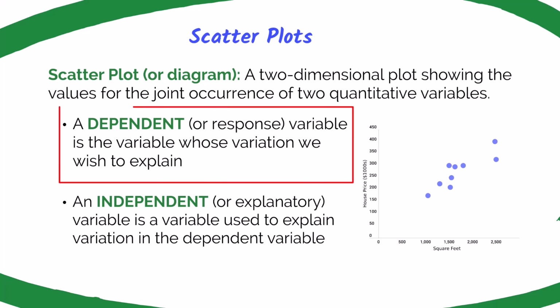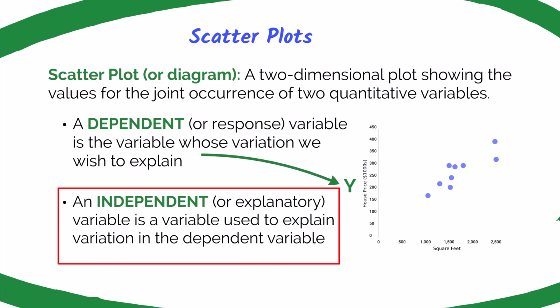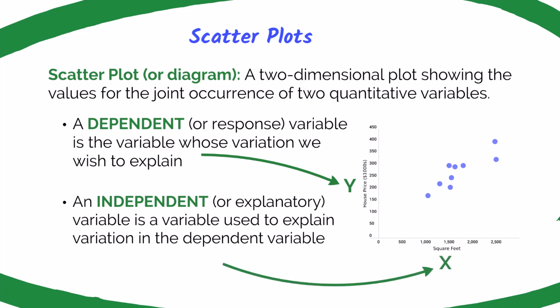A dependent or response variable is a variable that we wish to explain. The dependent variable is denoted by the letter y. Then we have an independent variable, which is used to explain the variation in the dependent variable. This is denoted by x. So for example, in this scatter plot, we have the x-axis that is the square feet of a house. This variable could explain the price of a house on the y-axis here.